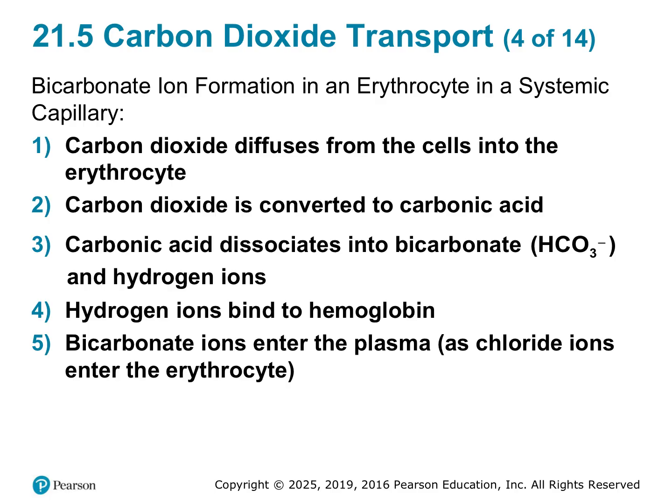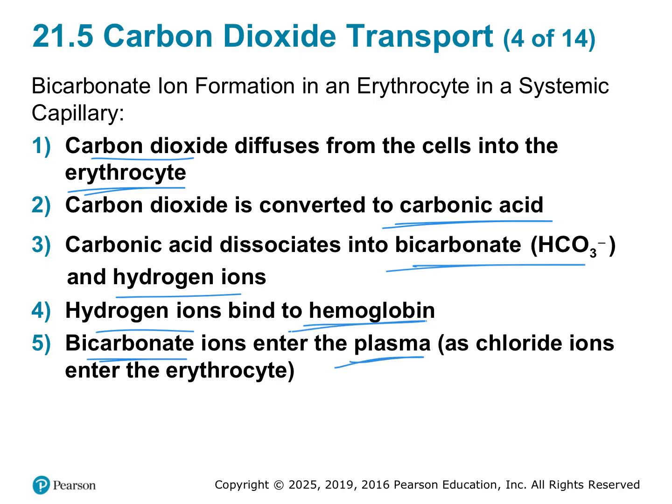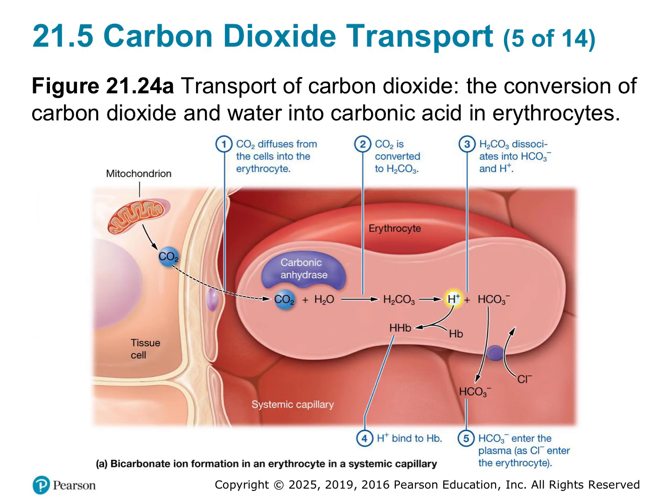So what's happening here? Carbon dioxide is going to diffuse into the erythrocytes. That carbon dioxide is going to be converted into carbonic acid because of the carbonic anhydrase. Carbonic acid dissociates into the bicarbonate ion and the hydrogen ions. Those hydrogen ions will stay inside of the red blood cell because they bind to hemoglobin, but the bicarbonate ions, they're going to leave and they will enter into the plasma. And when bicarbonate ions leave, chloride ions will enter.